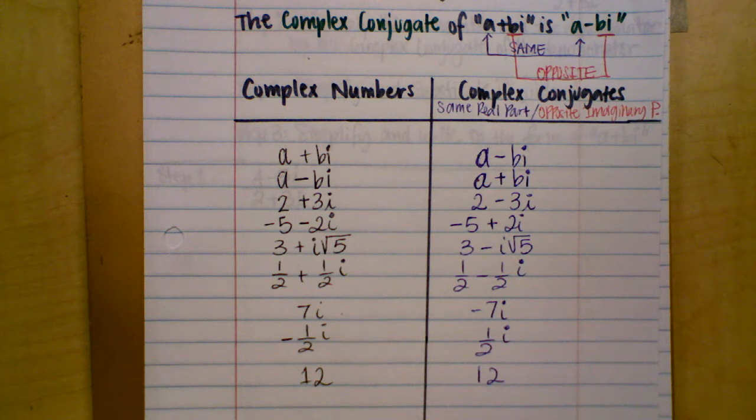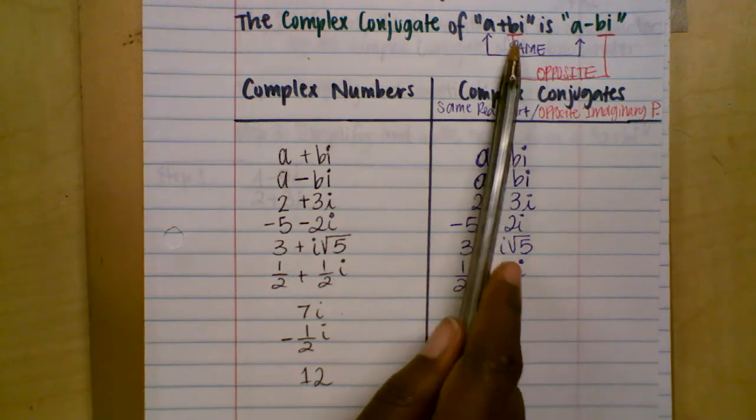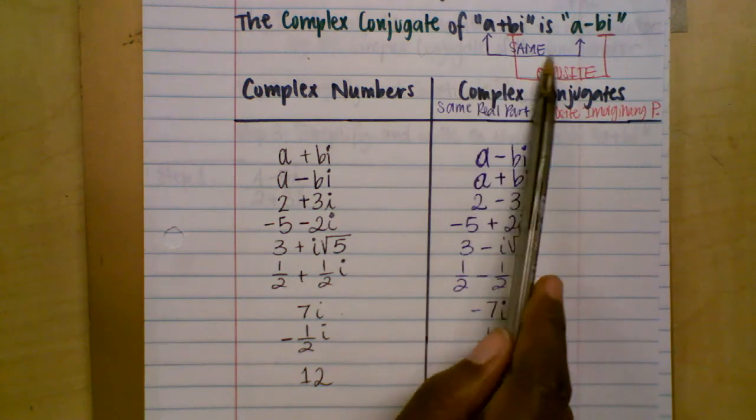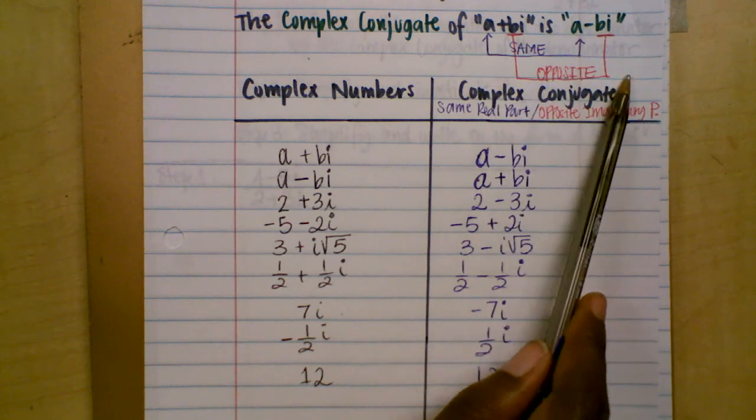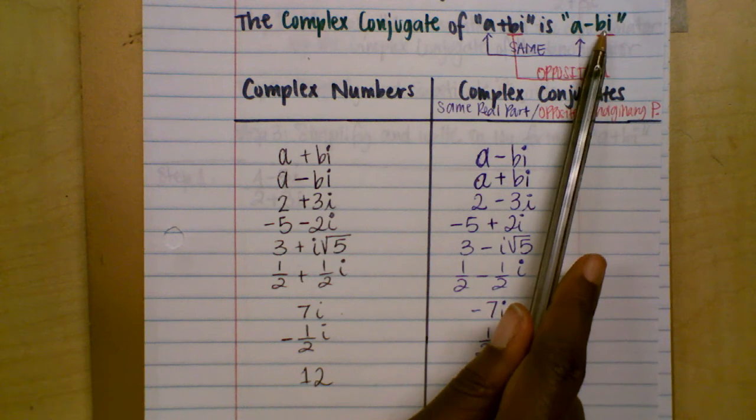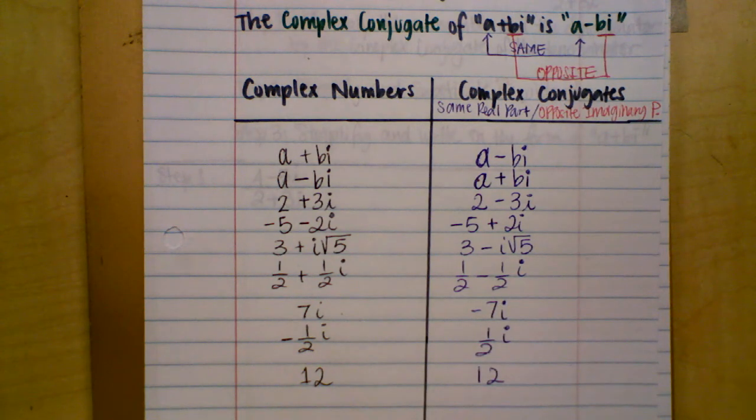Thank you for watching the video. And remember, complex conjugates have the same what? The same real part, which is a here, and they have opposite imaginary part, which represents the number with the i. The numbers with the i are opposite of each other.